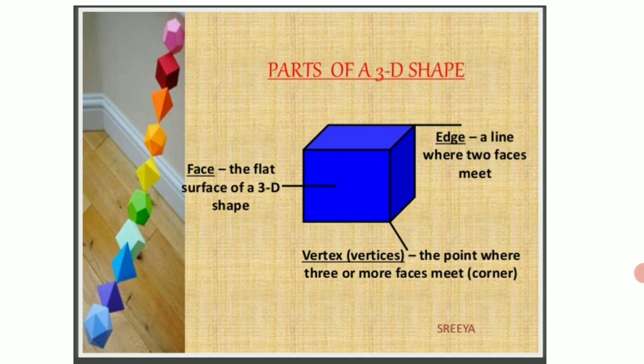Let us first come to a cube. You can see, children, what is a face in a 3D shape. You have a face, you have an edge, you have a vertex. The face is the flat surface of a 3D shape, then the edge is a line where two faces meet, and a vertex or the vertices is the point where three or more faces meet, and that is otherwise called a corner. So the basic shape from which the cube comes is a square, and a cuboid will come from a rectangle, children.